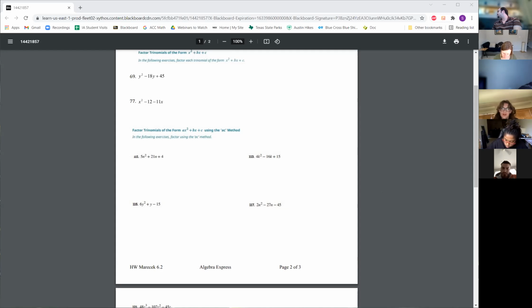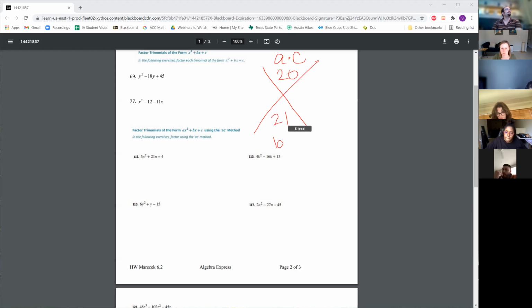Okay, so it said using the AC method. I wasn't exactly sure. Okay, the X, that's what I was thinking. Yeah, that's what I did. So A times C is 5 times 4, which is 20. Sorry, I was looking at a different problem. So it's 20, and then the bottom is 21 because that's B. So the two factors that multiply to 20 and add to 21 are 20 and 1.